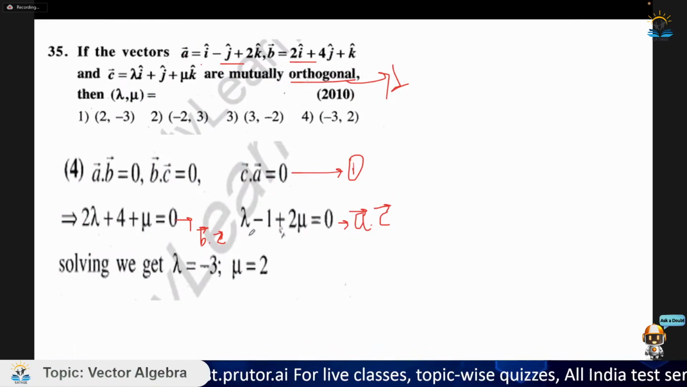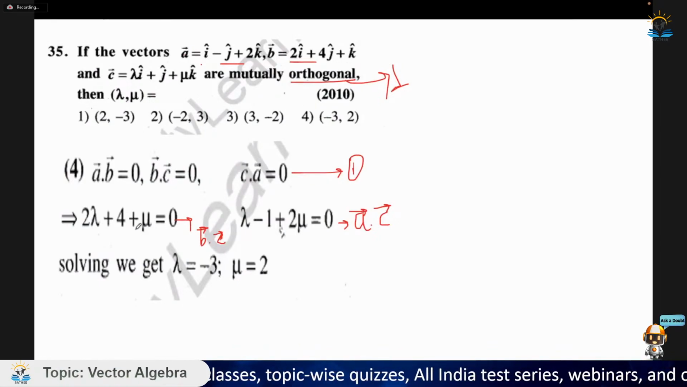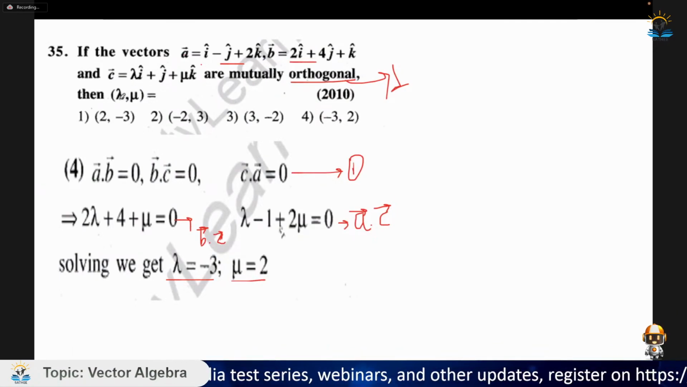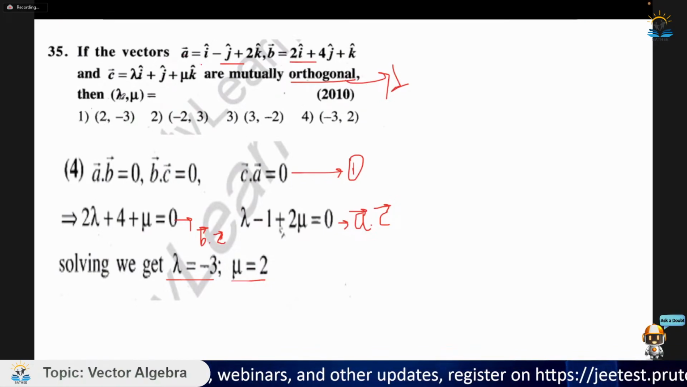यहाँ पे हमारे पास दो इक्वेशंस आ गई हैं एंड दो वेरिएबल्स हैं. सो ये तो बहुत सिंपल हो गया ये वाला. तो हमारे पास डायरेक्टली अगर हम इसको सॉल्व करेंगे, हमारे पास लैम्डा की वैल्यू आ जाएगी और म्यू की वैल्यू आ जाएगी. तो हमारे पास क्वेश्चन में पूछा गया था लैम्डा कॉमा म्यू. सो लैम्डा हमारे पास जब -3 आ जाएगा, सो ओके, एक ही ऑप्शन में हमारे पास -3, तो डायरेक्टली हम लैम्डा निकाल के कंक्लूड कर सकते हैं.